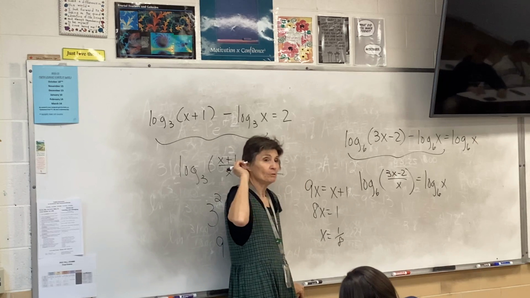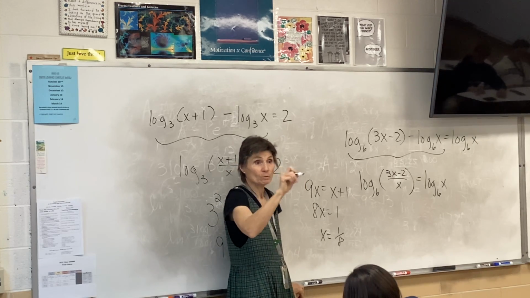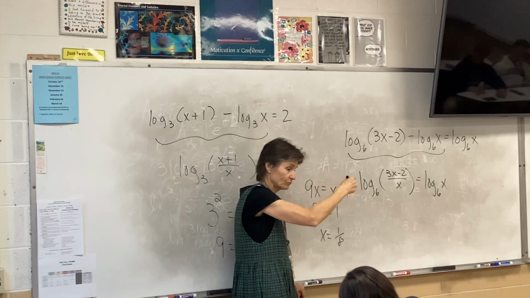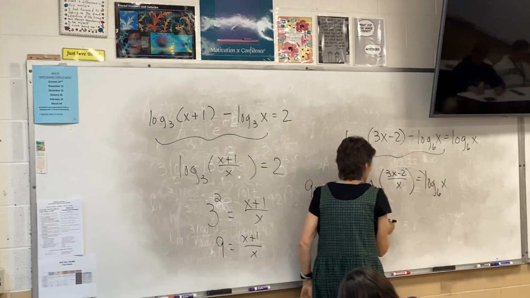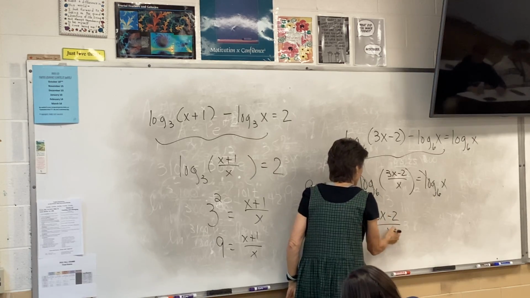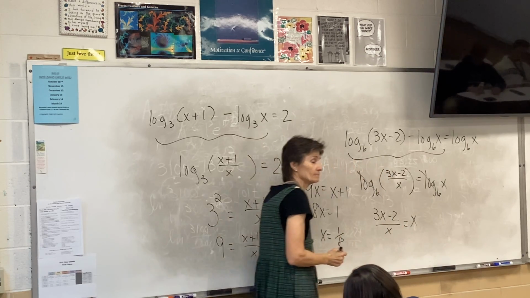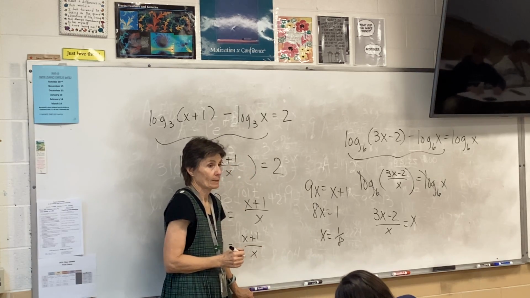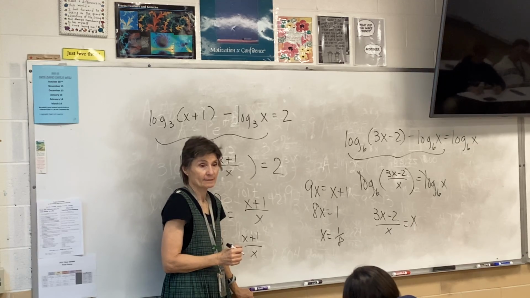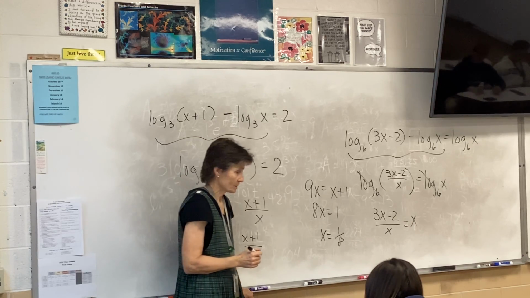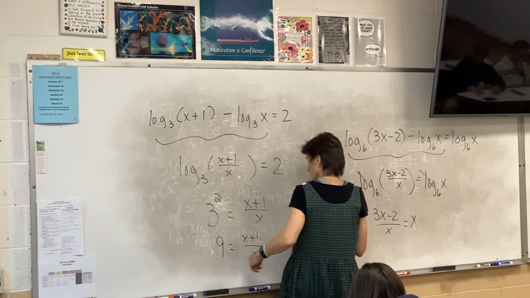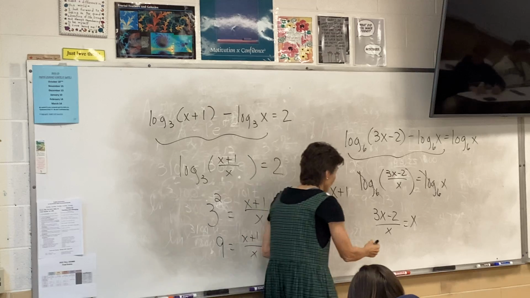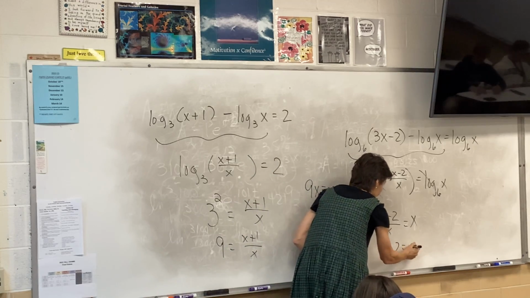Now over here we loop-de-loop because we had log equals number. What do we do when we have log equals log? Cancel. Get rid of them. So 3x minus 2 over x equals x. Now we have to solve that. Multiply by x, just like the last one, only in that one we multiplied by the x and got a 9x. This time we're gonna multiply by x and get x squared.